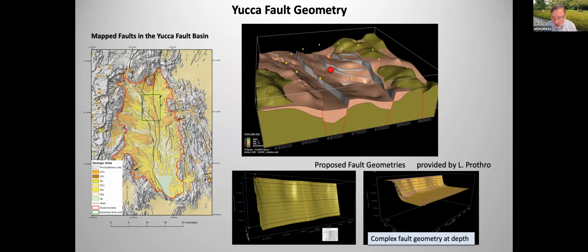But I would like to spend a little bit more time showing one example where we go through the whole process for predicting ground motion for a very interesting earthquake expected in the Yucca Fault Basin. This is a basin that is very well characterized, and as you can see, is very complex. We have to consider several geometries for this earthquake.